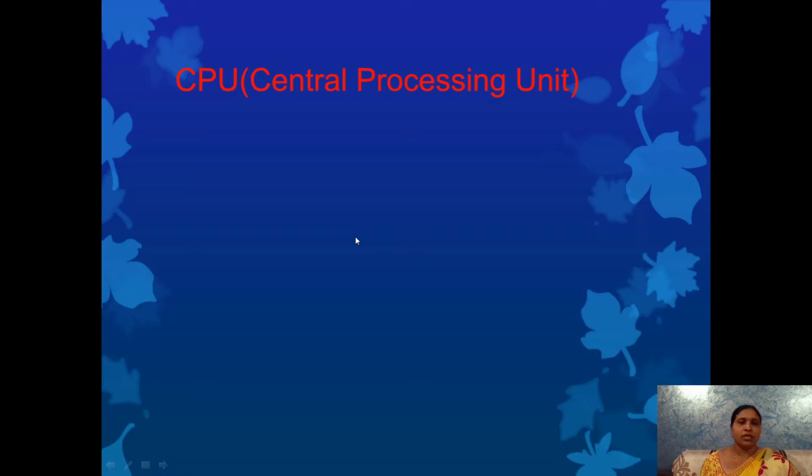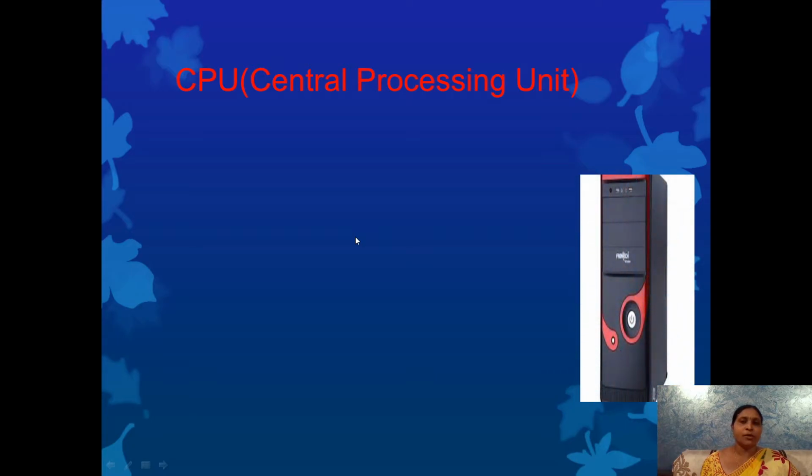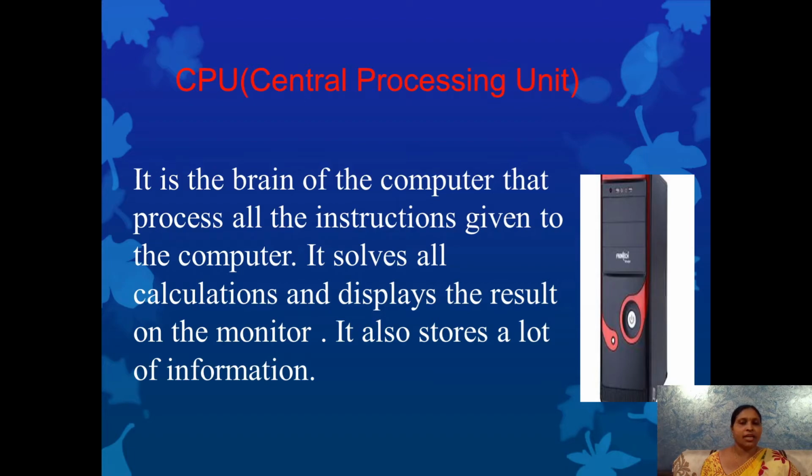CPU. The full form of CPU is Central Processing Unit. It is the brain of the computer that processes all the instructions given to the computer. It solves all calculations and displays the result on the monitor. It also stores a lot of information.